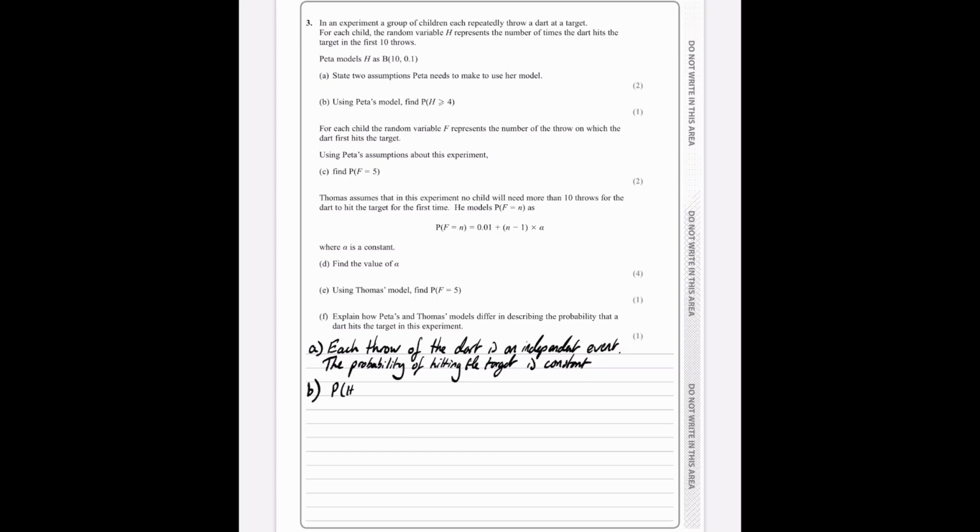Then for B, using Peter's model, probability of H being greater than or equal to 4, you plug that into your calculator, it comes out to 0.0128. For C, probability that F equals 5, well, we need four misses in a row and then a success, so probability of a miss 0.9, so it'd be 0.9 to the power of 4, and then the success on the fifth throw, so times the 0.1, that comes out as 0.06561.